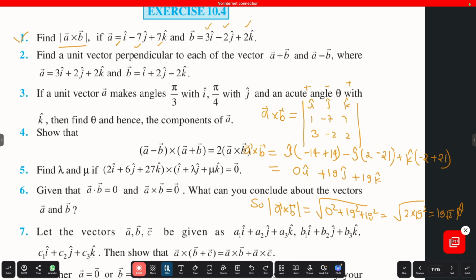Answer that, Sanjana. Is there any doubt in this problem? Student? Do you have any doubt?